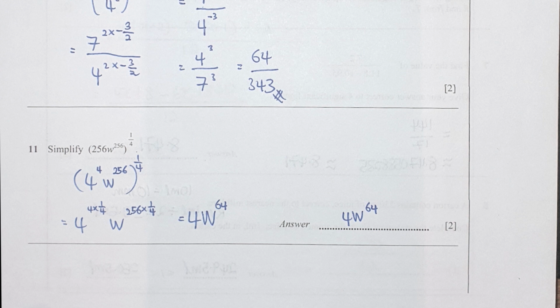For question 11, 256 is actually 4 to the power of 4. Then you multiply the 1 over 4 into it. You will get your final result as 4w to the power of 64.